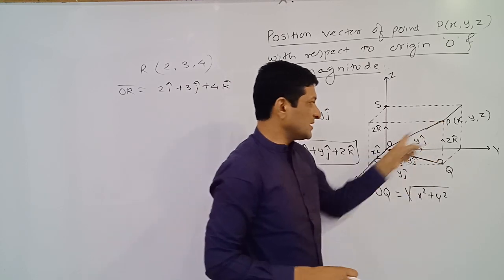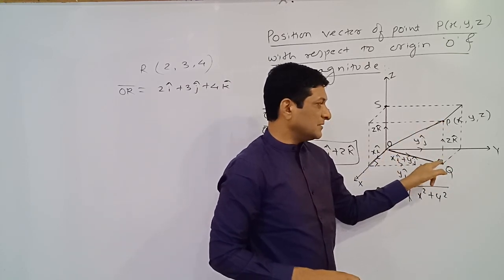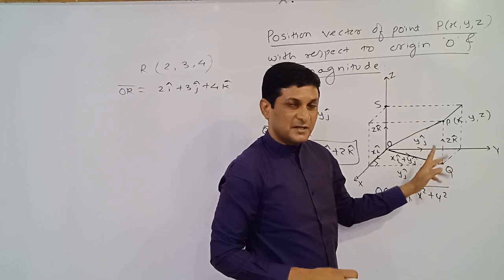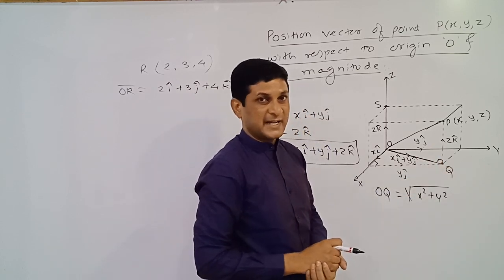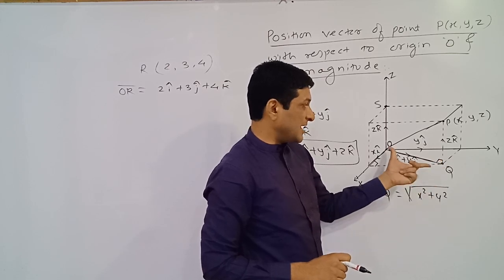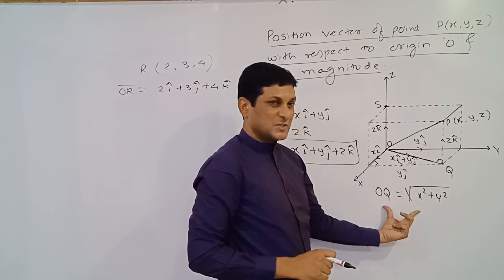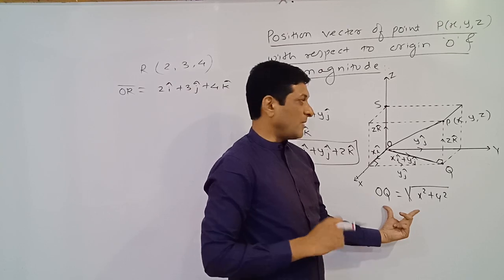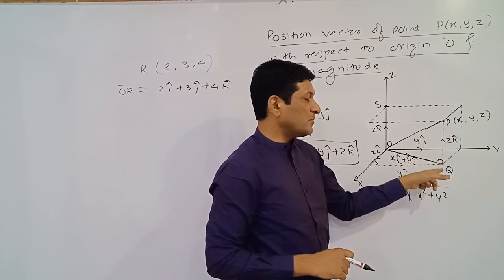Now length of OQ is known to us. Now observe this triangle. In this triangle, this angle is 90 degrees, means again we can say that it is a right angle triangle. In this right angle triangle, two sides are known to us. Just now we have got the length of OQ is equal to under root x square plus y square. And PQ, what is the length of PQ?